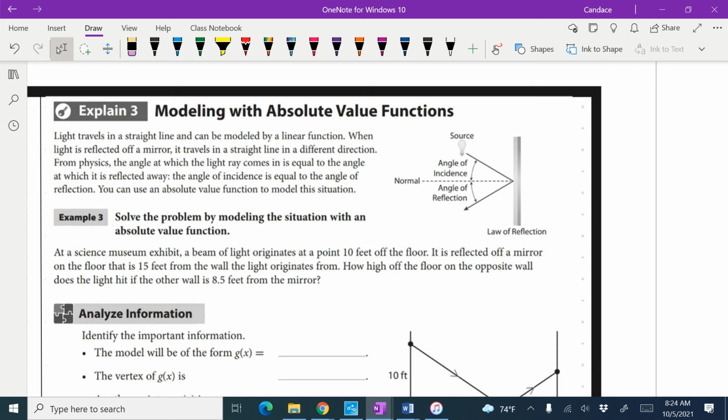It's going to step us through a modeling problem. Last year I did a lot of skipping of the modeling problems because we were in a weird situation, but we don't want to just skip them.